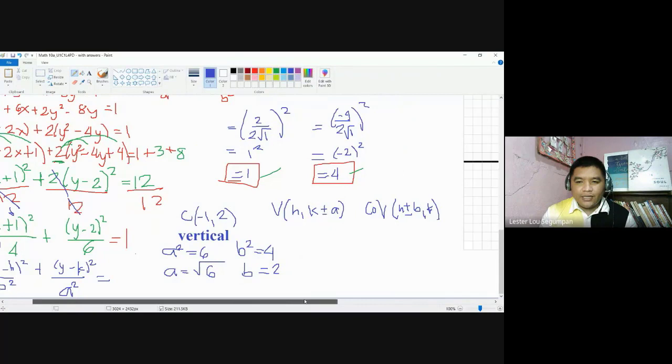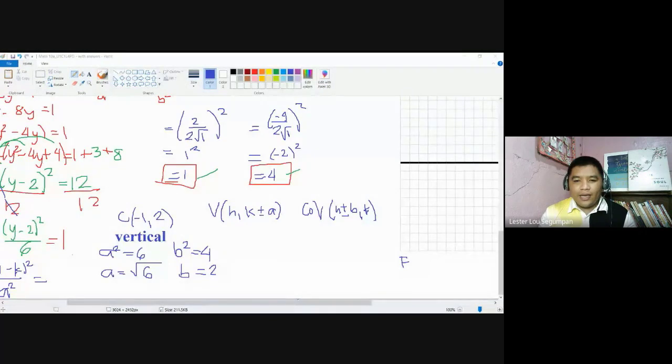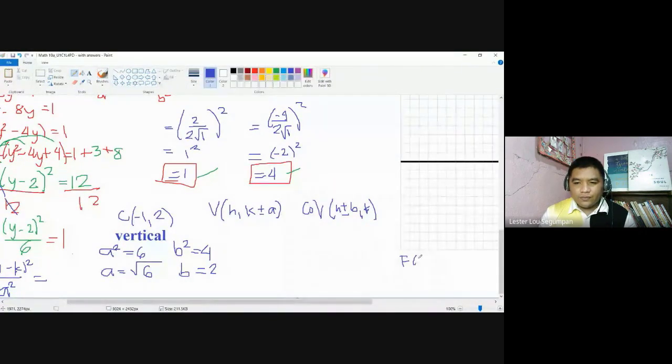And the foci are given with the formula h, k plus minus c. Okay. Again, these are the formulas in your module. You may want to review them. No need to worry. You're still in the process of reviewing.